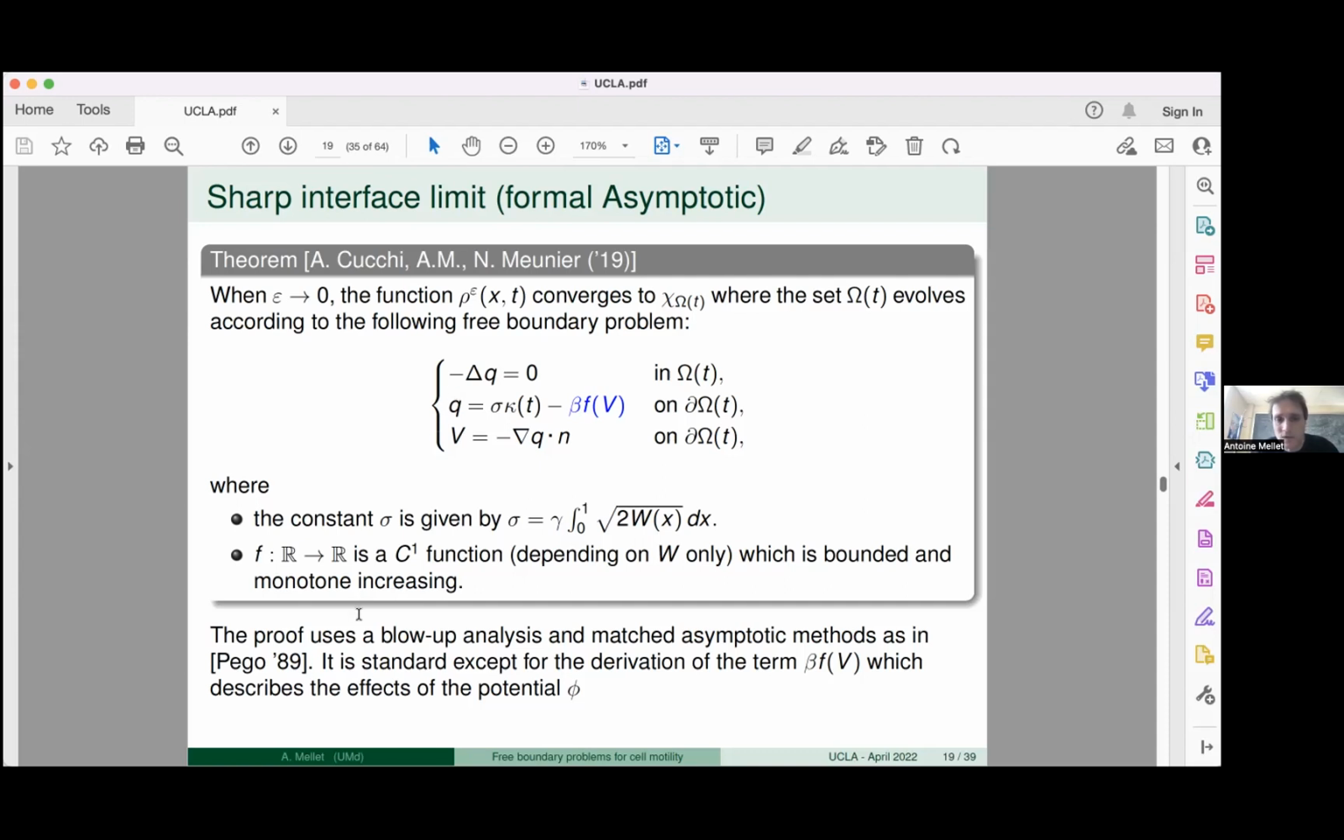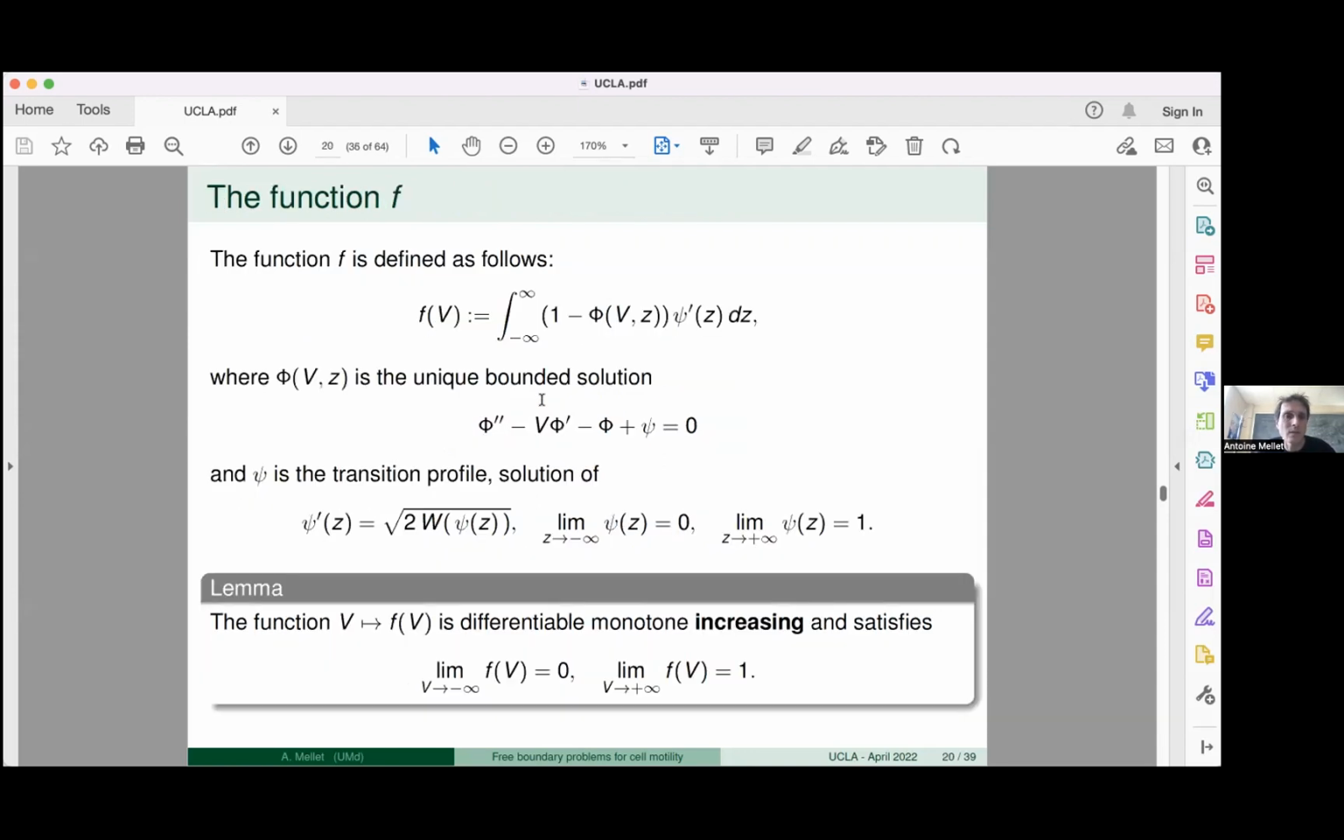Again, the proof uses the same type of blow-up analysis and matched asymptotic method as the one developed by Pego. In the standard case, the difference, of course, is that we have to understand the derivation of this term. Very briefly, there's a definition of it. This function f is defined like this. You first find psi, which is the usual transition profile for the Modica-Mortola type functional. And then you solve this ODE, for a given V, that depends on phi as well. And then you look at this integral. So that's your f. And we can show that this f is C1, monotone increasing, and has limits 0 and 1 at plus and minus infinity.